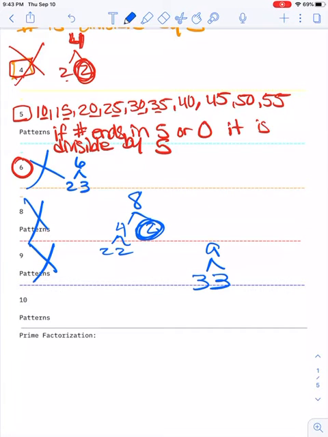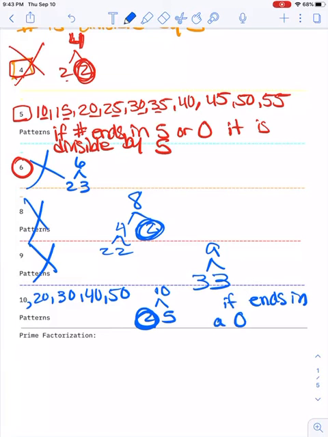But 10, 20, there is no special rule for 10, although you could even argue that 10 is 2 times 5, therefore you can always use your 2s. But this is a pretty easy one, 30, 40, 50. We see that if it ends in a 0, it is divisible by 10.